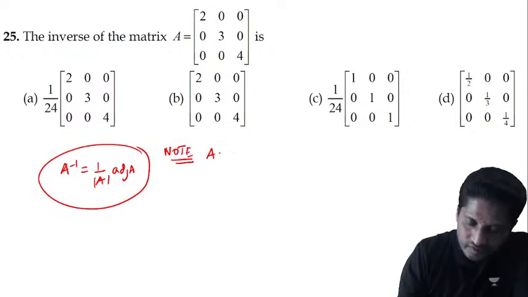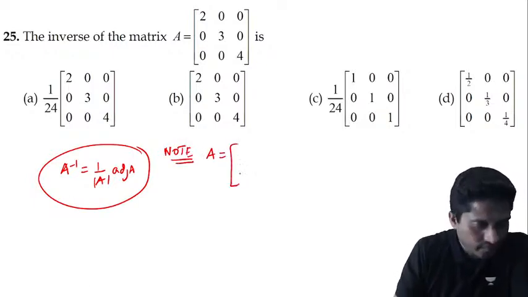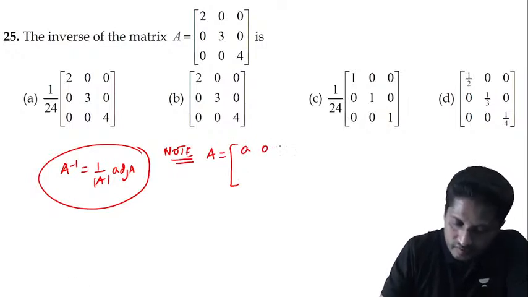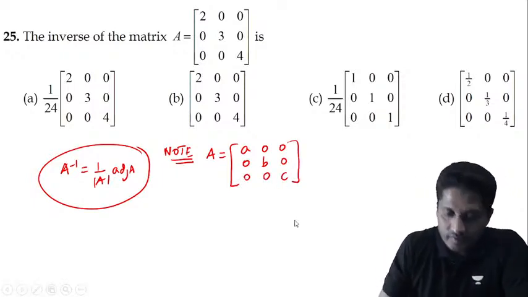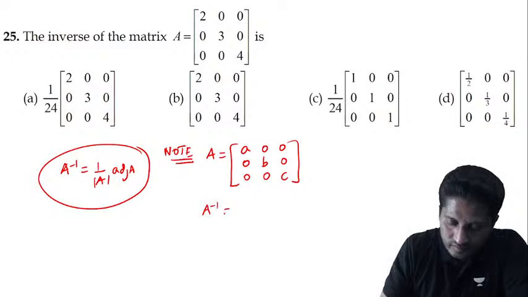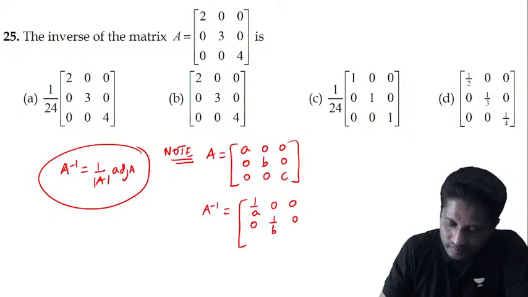Right, if A is equal to the matrix with A, 0, B, 0, C on the diagonal, then A inverse is equal to a matrix where this becomes 1 by A, 0, 1 by B, 0 and 1 by C. This will be A inverse.